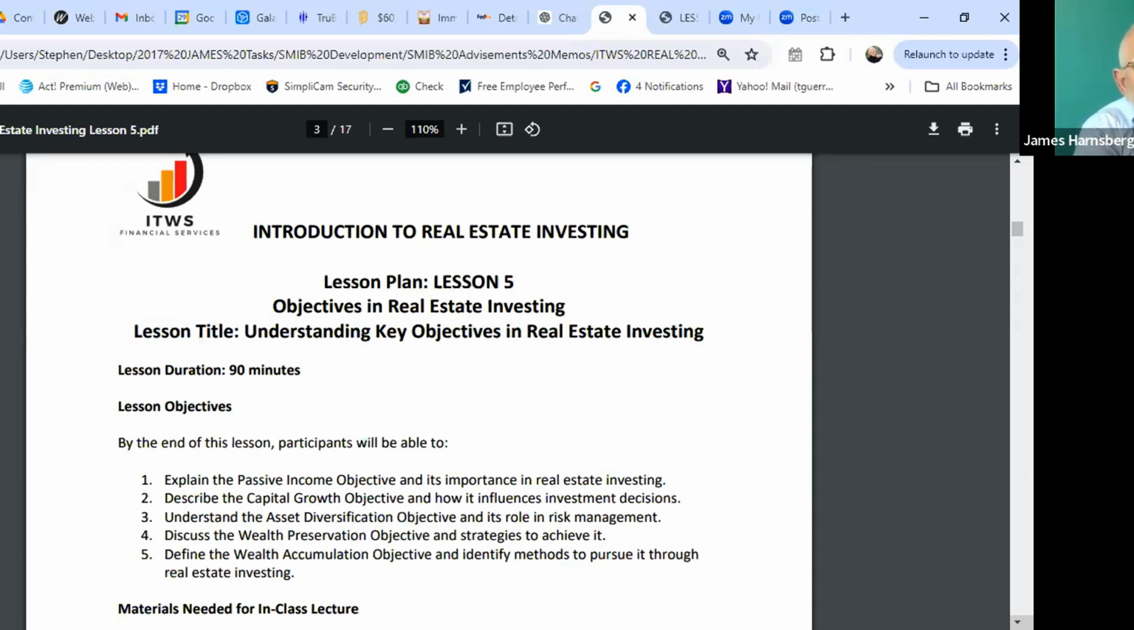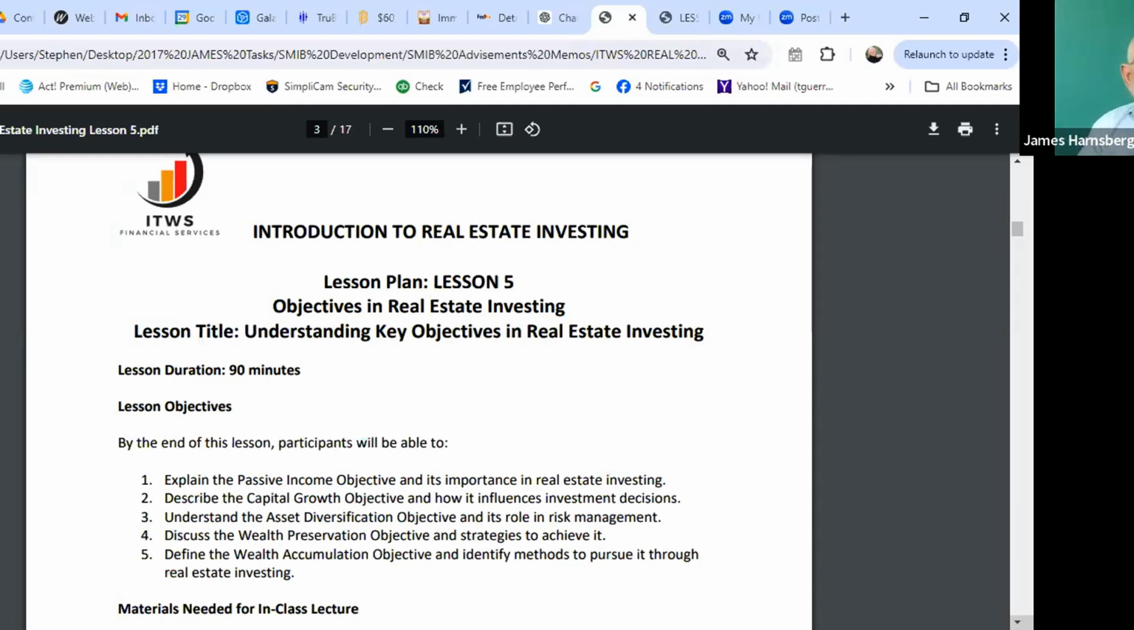We're going to describe the capital growth objective and how it influences your investment decisions. Sometimes you can take on unnecessary risk when you're using a capital growth objective. So you want to find ways to mitigate or reduce that risk, because capital growth is putting in 100,000 and figuring out you're going to take out 150 or 200,000. Well, the higher that return, generally, the higher the risk. But there are things that you can do to mitigate those risks, particularly in real estate.